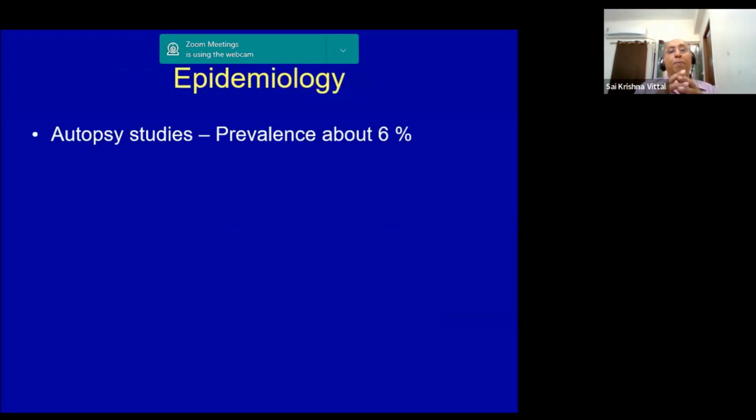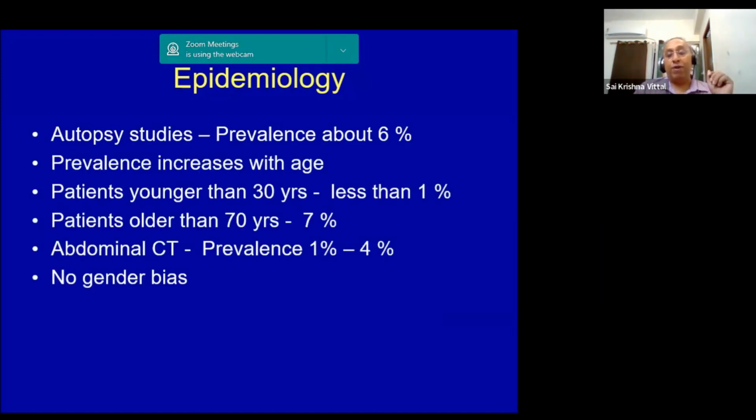Briefly about the epidemiology, if you look at the prevalence, in a summary of 25 autopsy studies the prevalence is roughly about 6%, and this prevalence increases with age. In patients younger than 30 years, the prevalence is 1%, and in patients older than 70 years, the prevalence is around 7%. If you take the abdominal CT, the prevalence is roughly 1 to 4%.